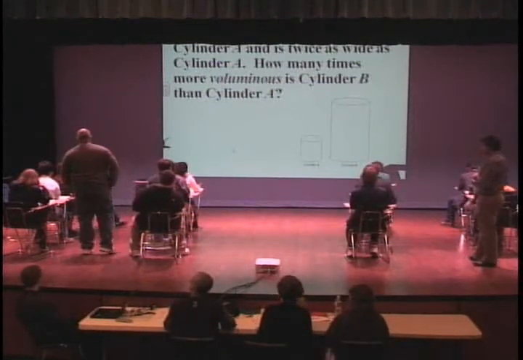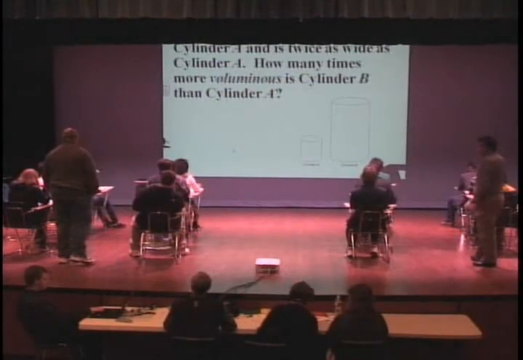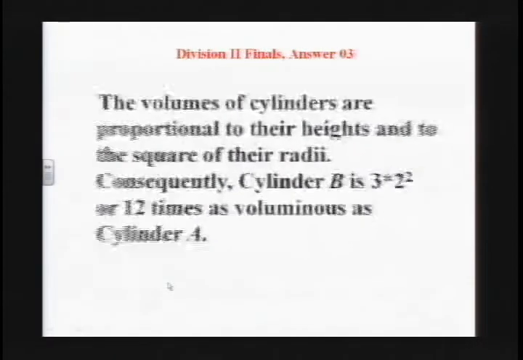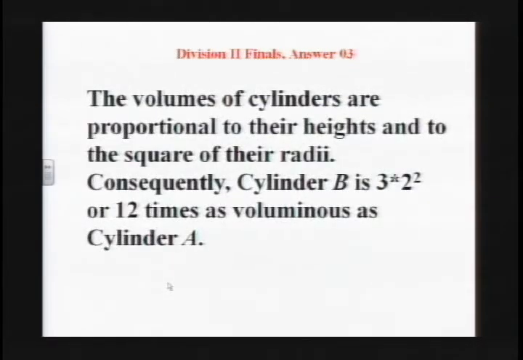You got it? All right, we have the 3 answers. The solution, please. Okay, the volumes of cylinders are proportional to their heights and the squares of their radii. Therefore, cylinder B is going to be 3 times 2 squared, which is 12 times more volume than cylinder A.